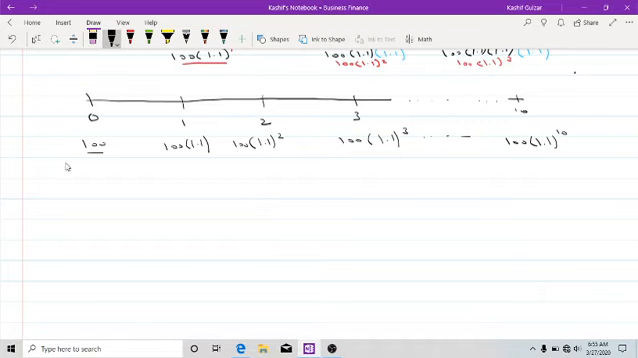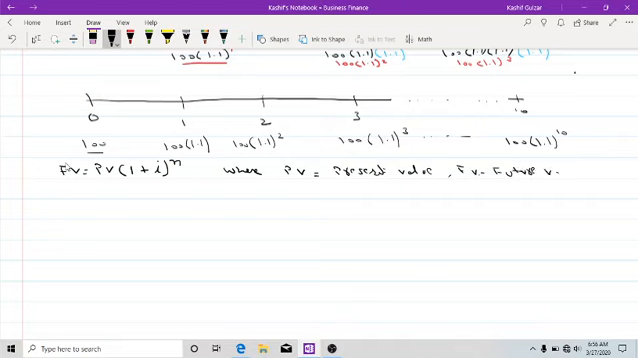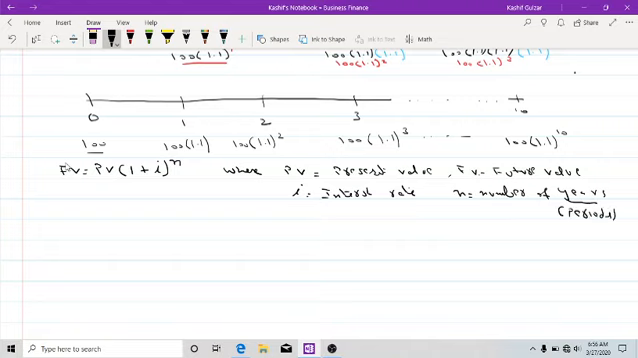Okay, so that's done. Using the same logic, I can devise a formula: future value is given by present value into 1 plus i, the interest rate, and the power goes to n, where present value is present value, future value is future value, i is the interest rate, and n is number of years for now, but in future I'm going to say it's periods. There is some reason for that.